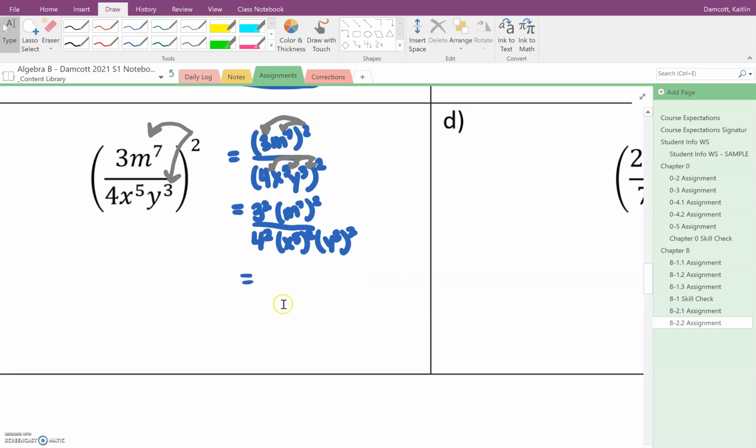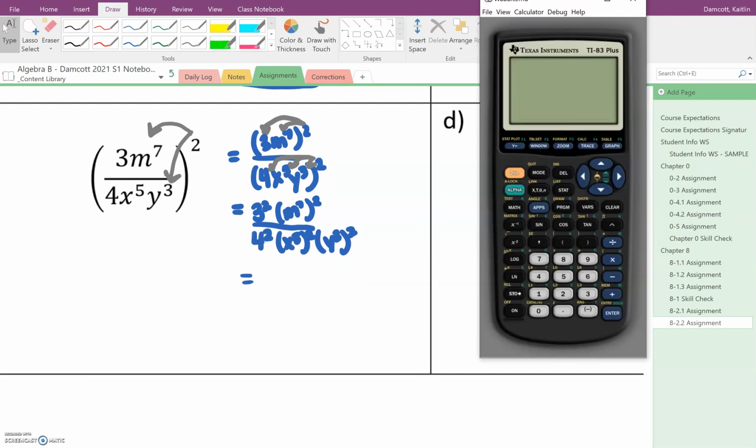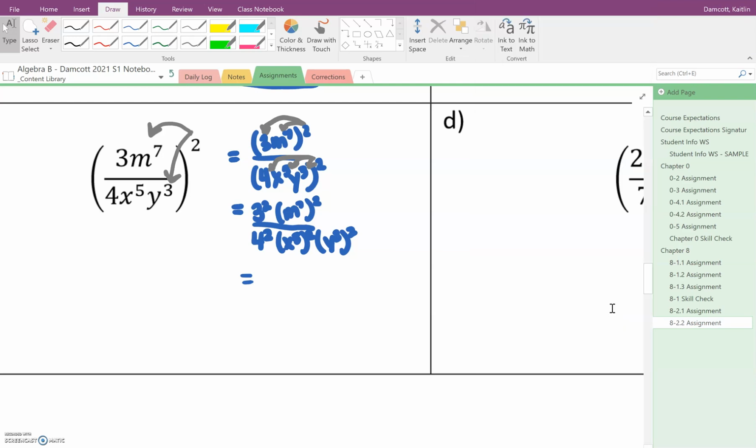But the next step is to just simplify what we've got going on. I could do this in my head, or I've got it here where 3 squared is 9. So we can use our calculator when it's numbers. And then we have m to the 7th squared. We're raising a power to a power, so we need to multiply our exponents. 7 times 2 is 14. So keep the base, and again, 7 times 2 gives us 14.